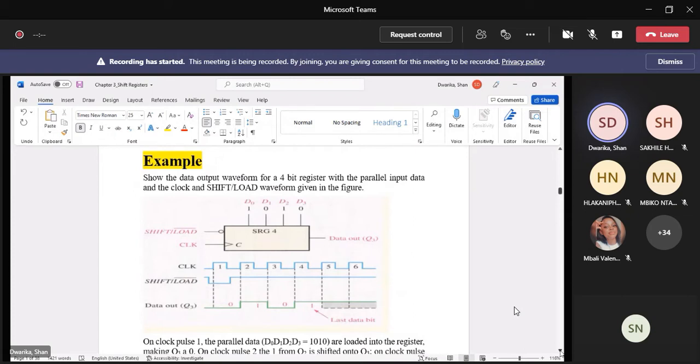Okay, so there's an example here. Show the data output waveform for a 4-bit register with parallel input data, and the clock and shift load waveforms given in the figure. So those are the 4 parallel data there, 1, 0, 1, 0.